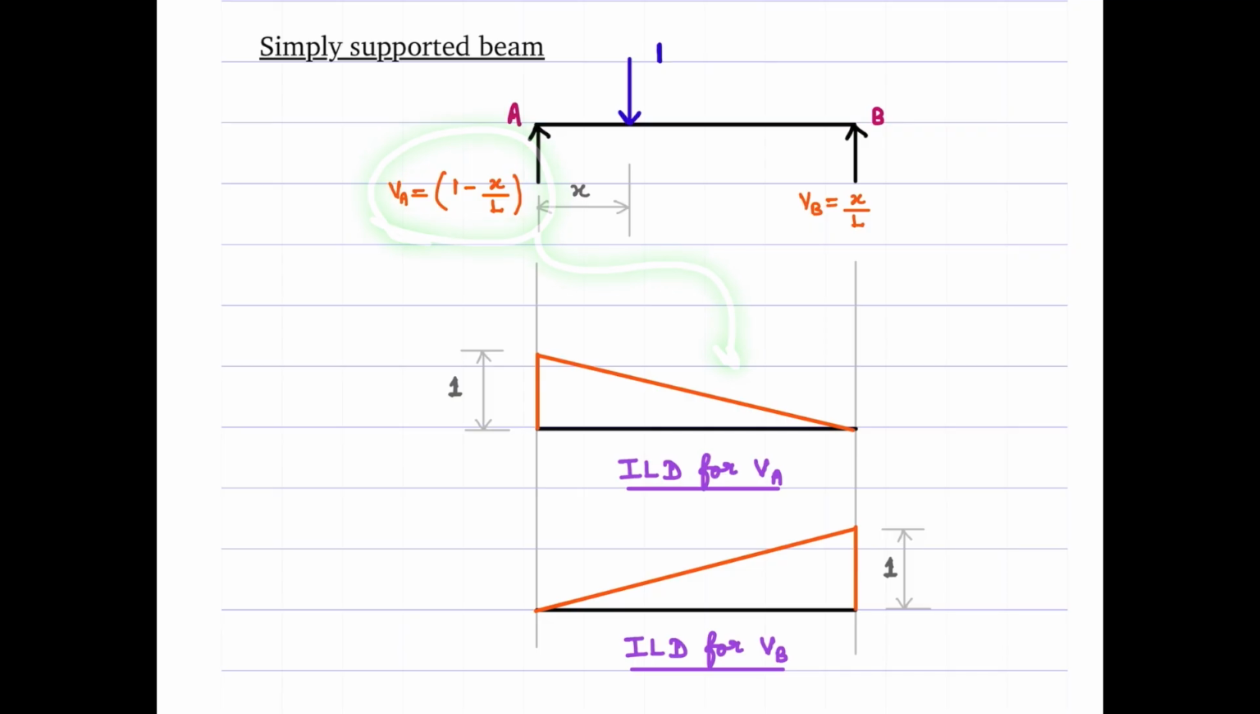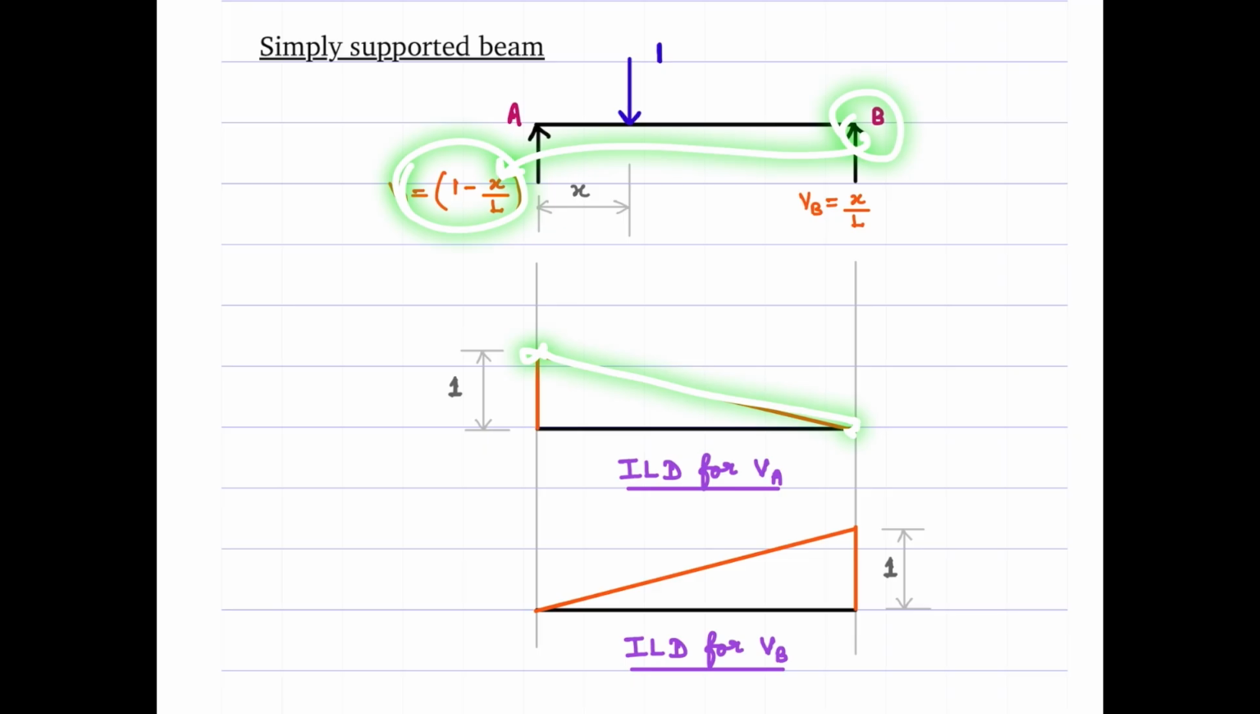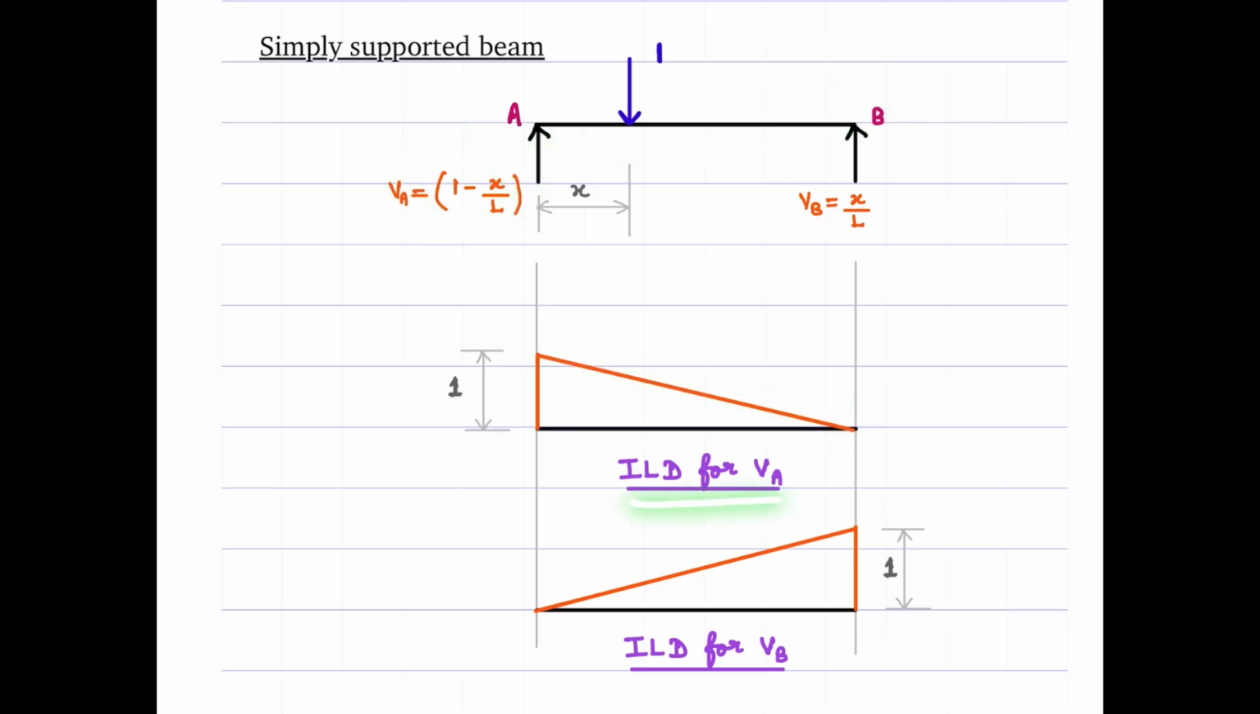Now we are going to plot this expression. It's the equation of a straight line, so we just require 2 points to complete it. If we substitute x equal to 0 here, we'll get a value of 1, which is the ordinate here at the left hand. And if you substitute x equal to L, which corresponds to this point B, you get a value of 0. So I have 1 point here, another point here, just connect by a straight line. So that gives the influence line diagram for VA.